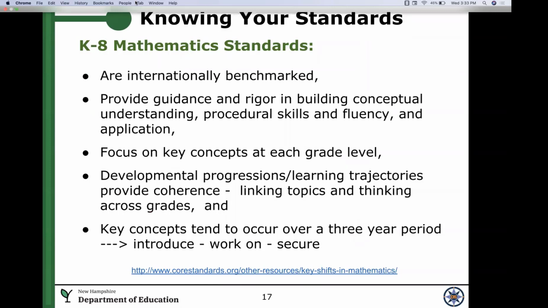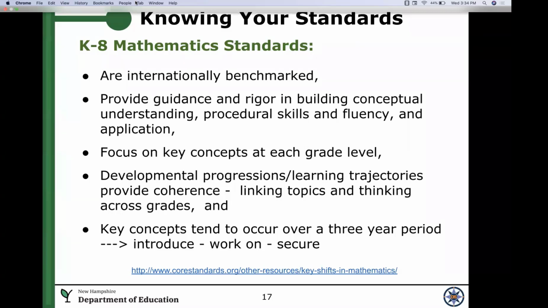Similar to the reading standards, we have the math standards, and in K-8 mathematics, these are all internationally benchmarked. So no matter where you are in the world, they fall in line with what other students are learning. They provide guidance and rigor in building conceptual understanding, procedural skills, fluency, and application. So we want kids to know more than just how to do it. We want them to be able to apply the information.